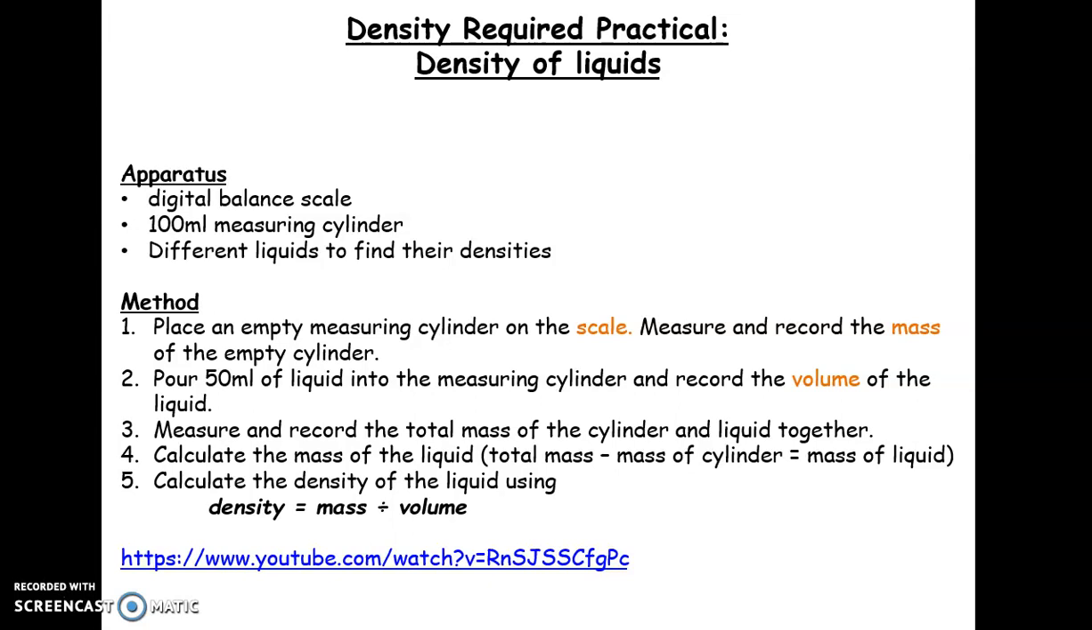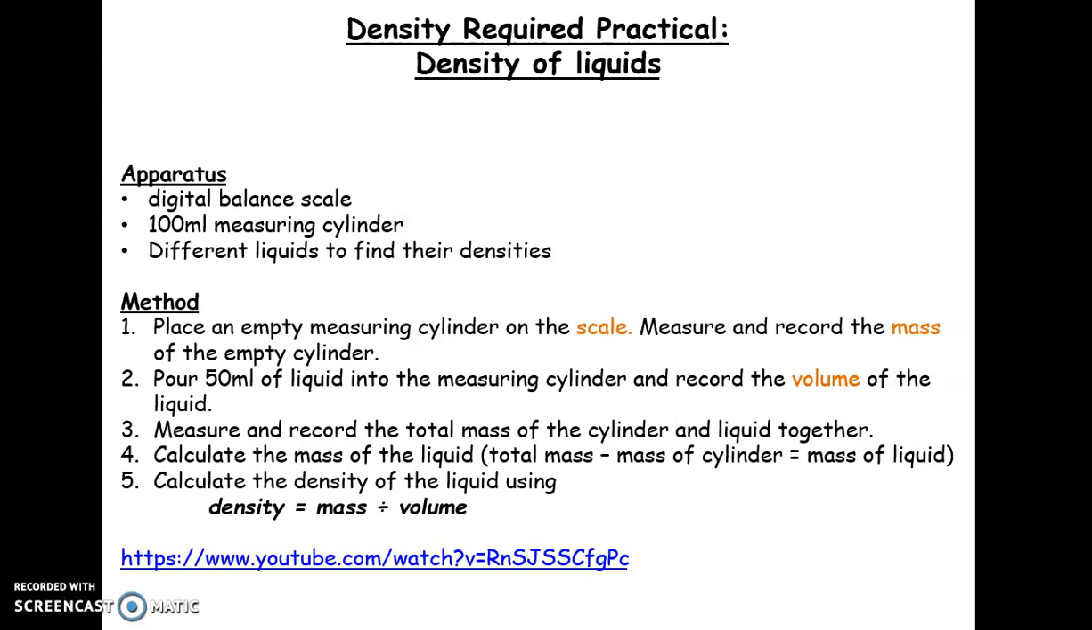Place an empty measuring cylinder on the balance scale. You would measure and record the mass of the empty cylinder. You would then pour your amount of liquid that you want to, in this case I've chosen 50 mils, into the measuring cylinder, and you would record the volume of the liquid. You will then read a larger number on the scale than before, because now you're finding the mass of the cylinder, which was initially empty, plus the mass of the liquid, both together.